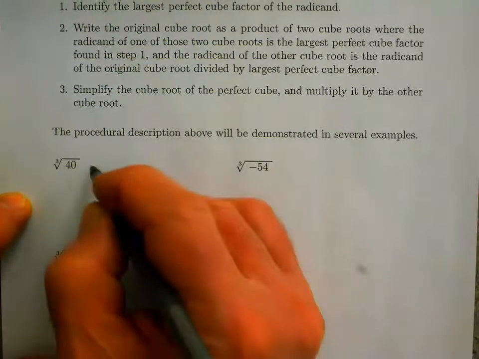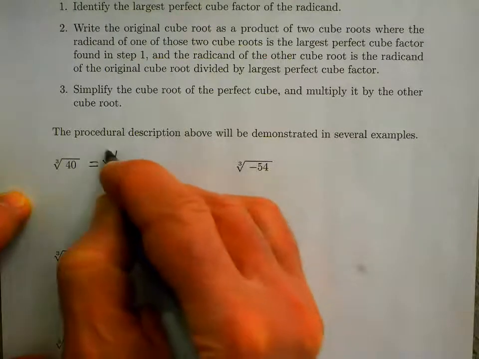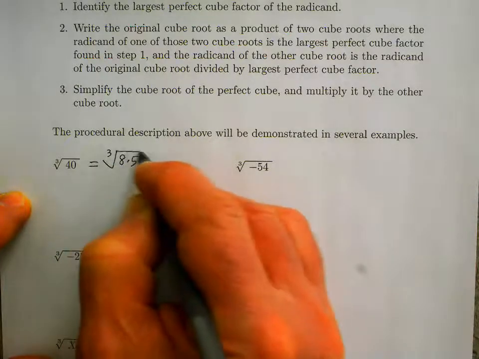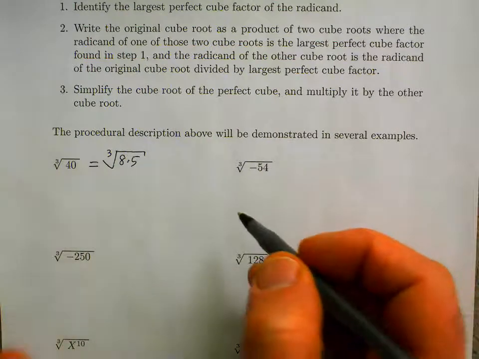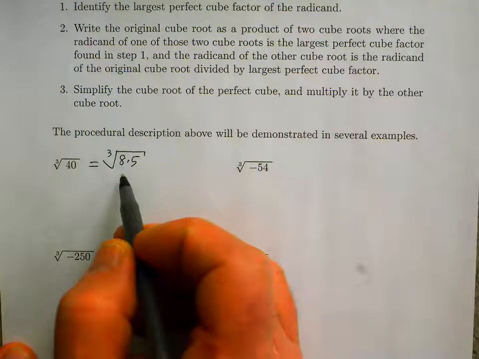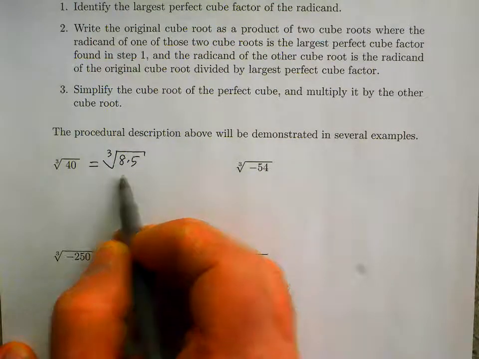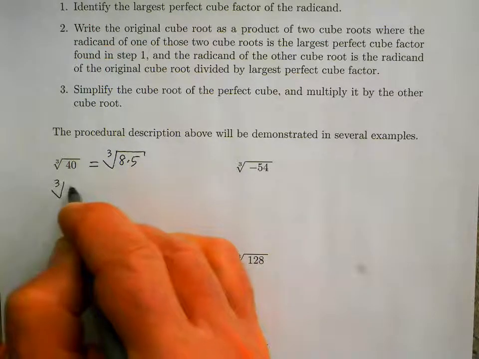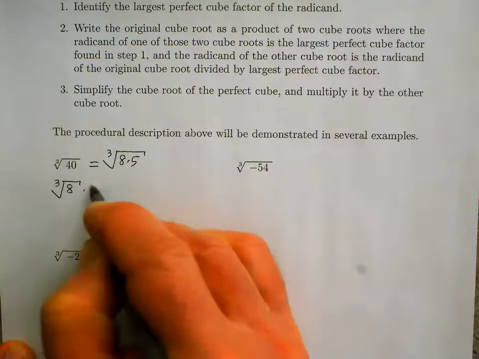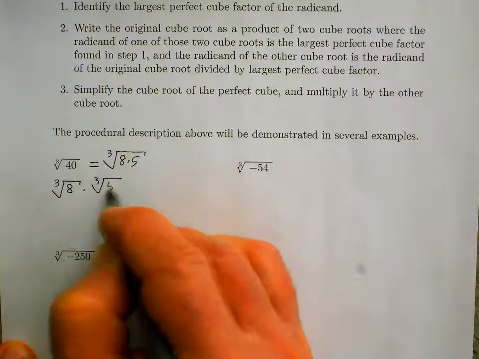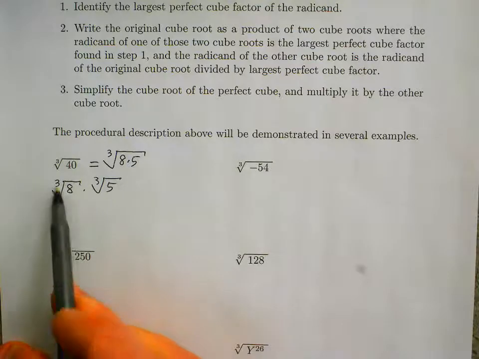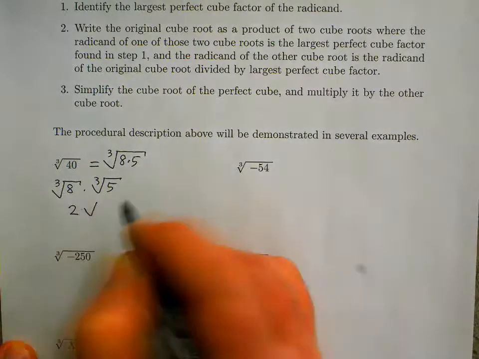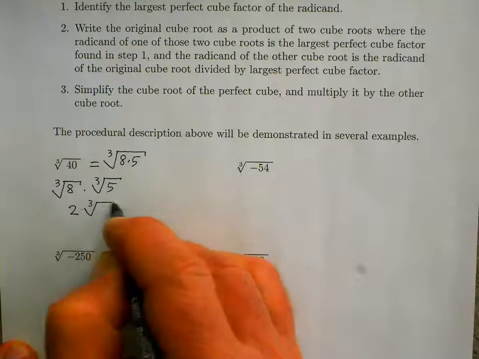So we rewrite this as the cube root of 8 times 5. Then apply the product property of radicals. The cube root of 8 times 5 is equal to the cube root of 8 times the cube root of 5. And the cube root of 8 is 2. So our final answer is 2 times the cube root of 5.